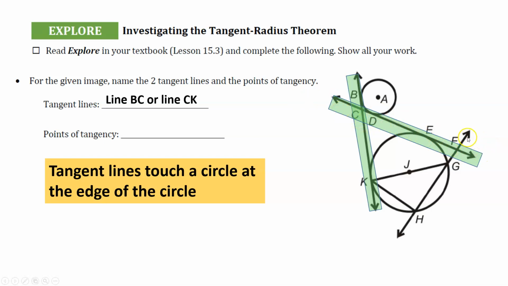By the way, why wouldn't I highlight this line right here, FH? Because it doesn't touch the circle. It goes through it, right? So that's another line you could kind of use. You could say CD, or DF, or EF, or pretty much any variation of letters that you want to use. All right, and there's a bunch of points of tangency, so I'll go ahead and make those go away.